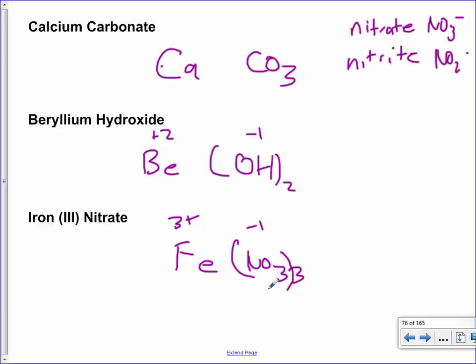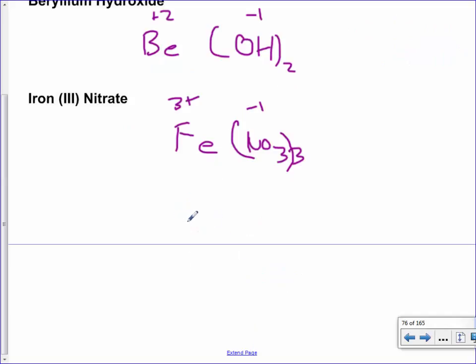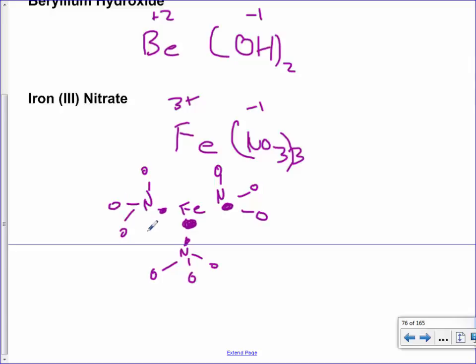If I were to ask you how many individual atoms there are, if we were to draw this, you'd have 1 iron, surrounded by 1 nitrogen, which would be surrounded by 3 oxygens, a second nitrogen, which is surrounded by 3 oxygens, and a third nitrogen, which is surrounded by 3 oxygens. How many oxygens are there total then? Yeah, 9. There's 1, 2, 3 for that nitrate, 1, 2, 3 for that nitrate, 1, 2, 3 for that nitrate. There's 9 oxygens. That's because this 3 and this 3 are multiplying together to be 9. Does that make sense? Cool.